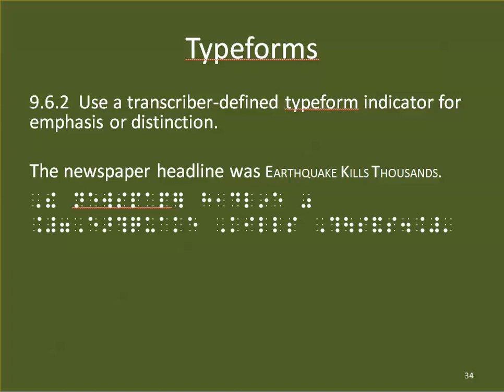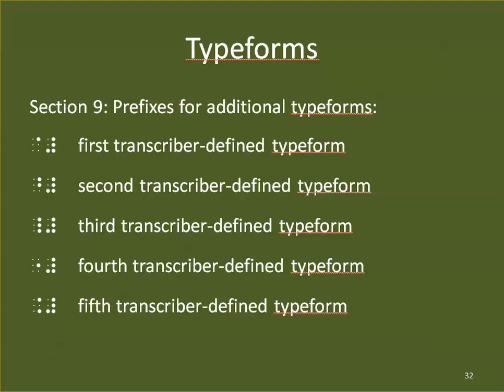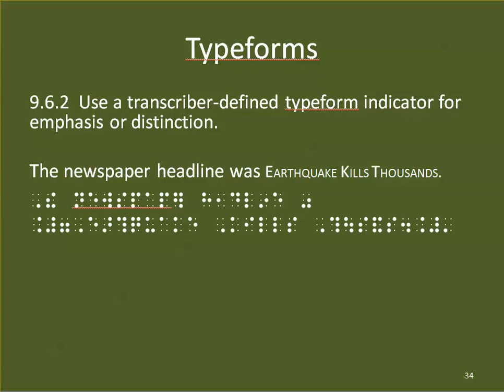In this example, it's presumed that 4 other typeforms have already been used, because this is using the 5th transcriber-defined typeform. And so we're using that, and we're using the passage indicator there, because earthquake kills thousands is 3 or more symbol sequences. And then we terminate it with the same transcriber-defined indicator there and the dot 3.